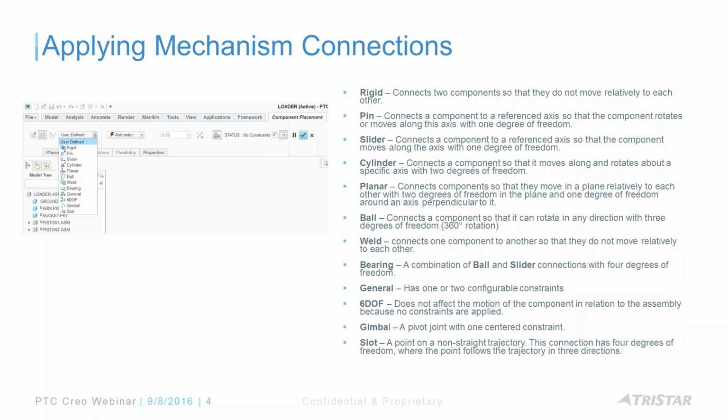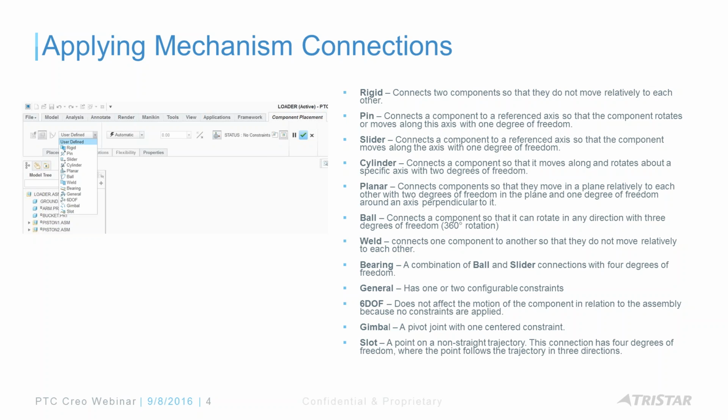So we have different types of connections. For example, we have a rigid connection. This one is going to connect two components so that they don't move relative to each other. Then we have a pin connection, which will allow rotation around an axis, but it's going to constrain translation along that axis. We have a slider connection that will allow translation along an axis, but it's going to lock rotation.